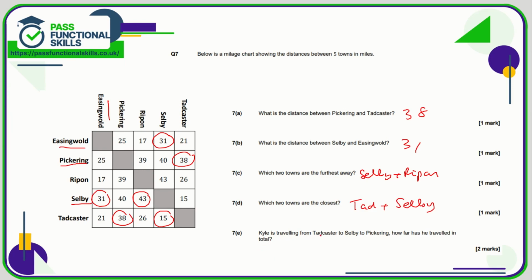Kyle is travelling from Tadcaster to Selby and then to Pickering. So Tadcaster to Selby, that is 15. And then Selby to Pickering is 40. So in total, that's going to be 15 plus 40, which is 55 miles.